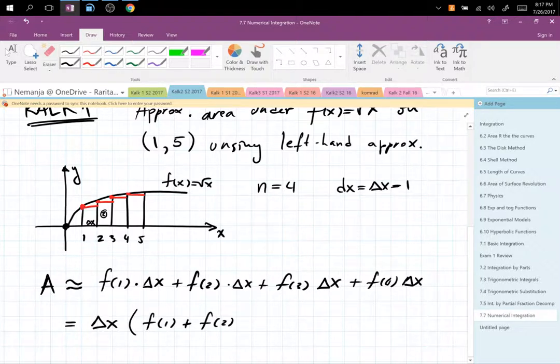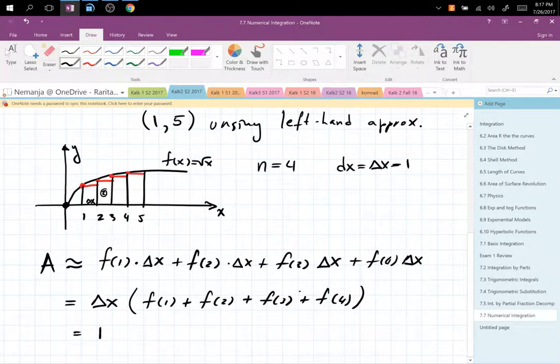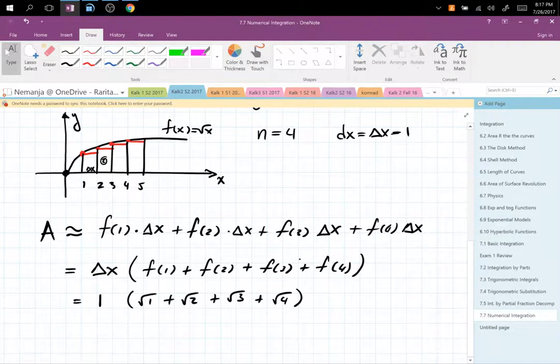I'm going to write out all of the steps the first time, if you want to do them. And now delta x is 1, square root of 1 plus square root of 2 plus square root of 3 plus square root of 4. Note that there is no square root of 5. The reason is the value 5 doesn't have a rectangle to its right, because that needs to be the left point. Number 5 is not a left point of anything. The other ones are. If I was to do the right sums, then 5 would be included, but 1 would be excluded. Do we all see that? Good. So now we just compute this. We have 1 times this. So it's 1 plus 1.4 plus 1.7 plus 2, which is 5.1.